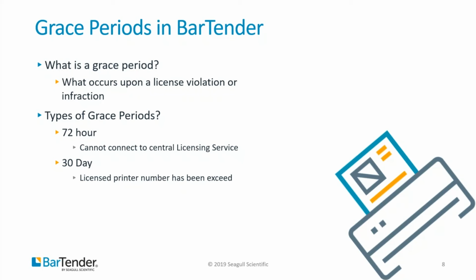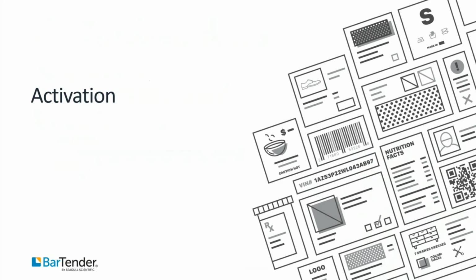So those are the two grace periods to keep in mind when you're managing and working with your BarTender license. Now we have a little bit of an idea of the licensing model, printer-based licensing, and specifically how we handle that with our licensing service. Then we move into activation. Regardless of the edition, we're going to have to activate our software. How is this done? How do we go about this? Where do we access this?